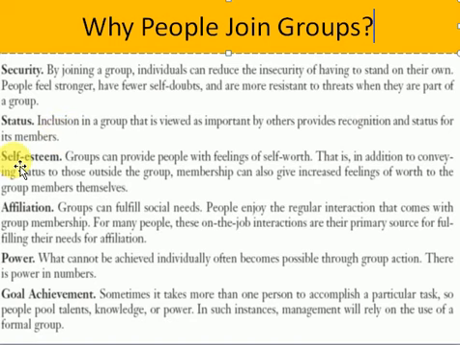And the third is self-esteem. Groups can provide people with feelings of self-worth, that is, in addition to conveying status to those outside the group, membership can also give increased feelings of worth to the group members themselves. Living in a group is for a reason of self-esteem. Being away from such situations, you may not be able to get self-esteem.